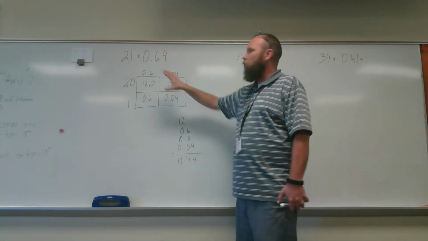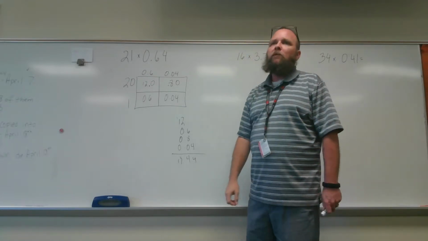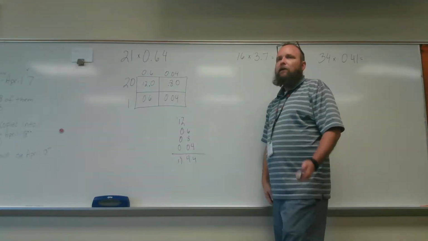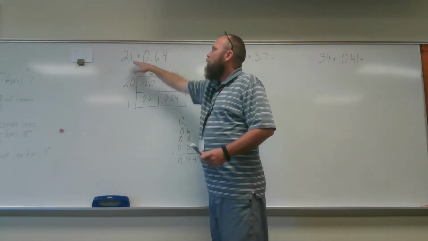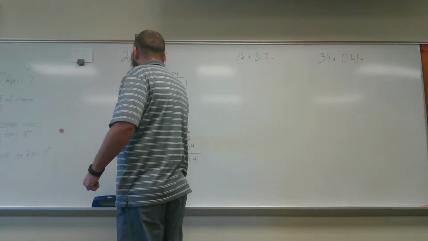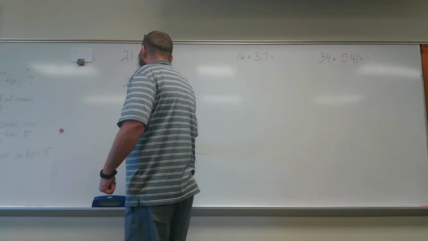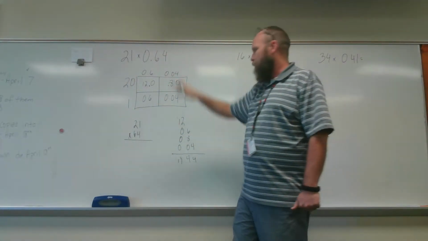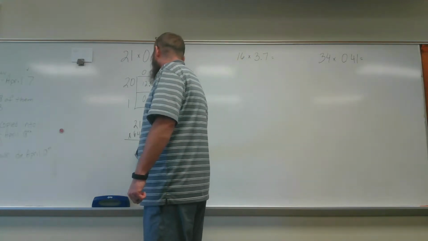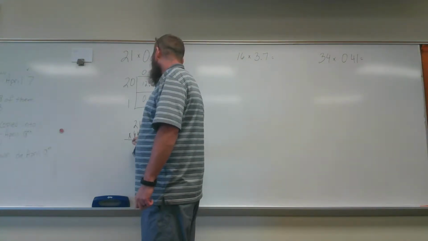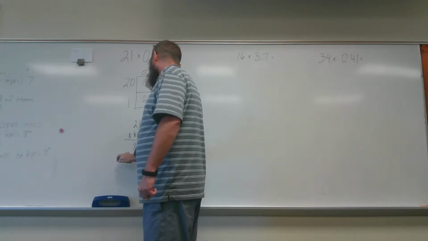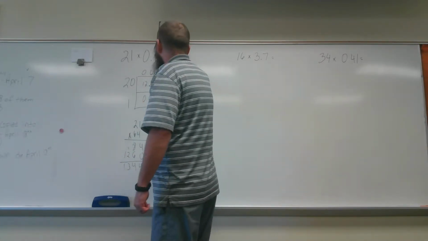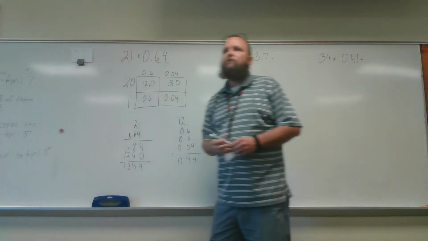Just make it an expanded form, fill in each block, and add them up, making sure you line up your decimal points. But I've also taught you to take it and ignore the decimal points, where we rewrite it and do 21 times 64, and we'll come back and put the decimal points in later. 1 times 4 is 4. 4 times 2 is 8. Put a 0. 6. 12. 4. 14. 2 numbers behind the decimal in the problem. 2 numbers behind it in the answer.